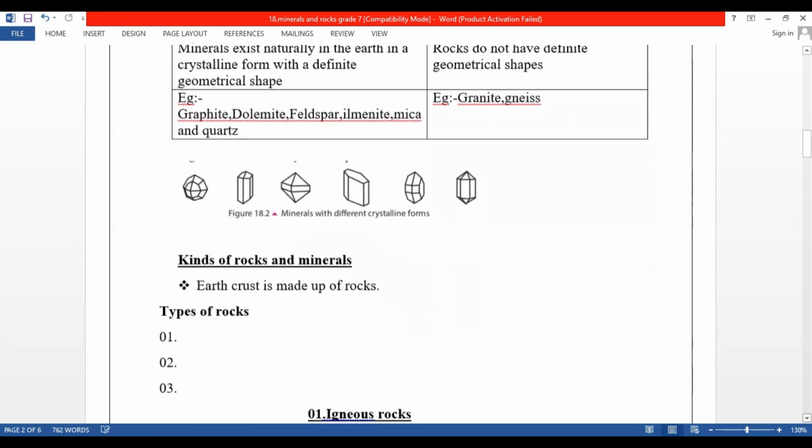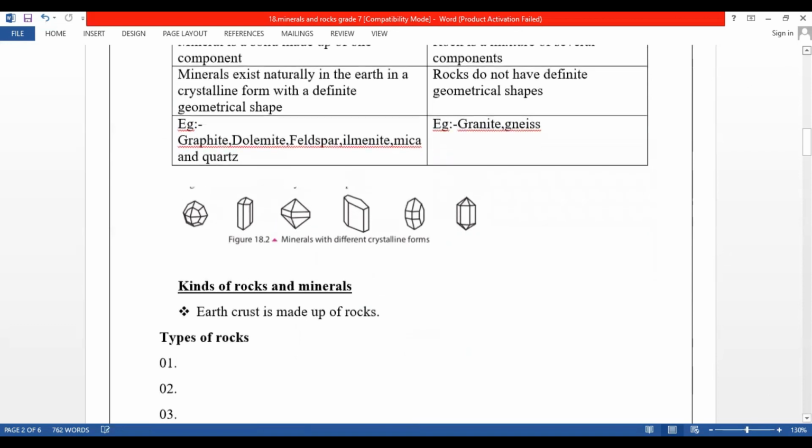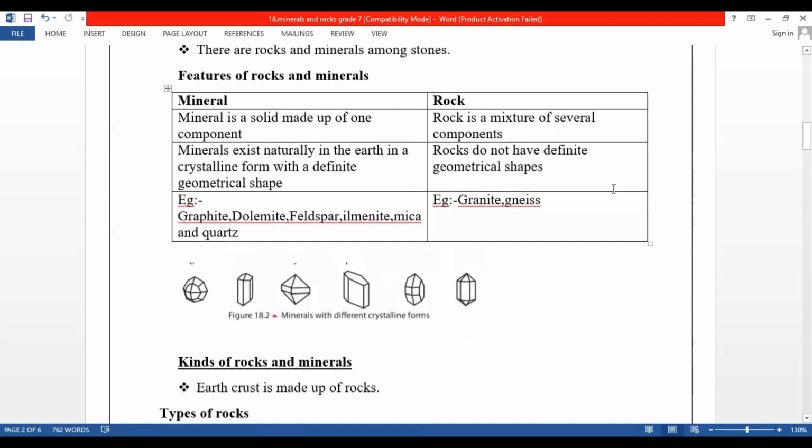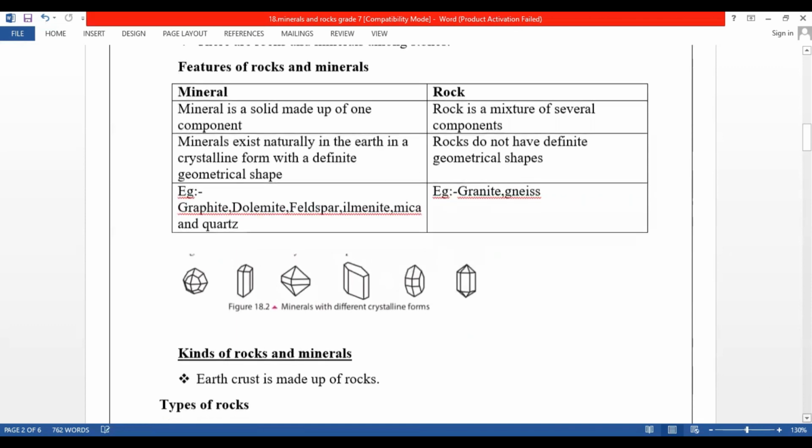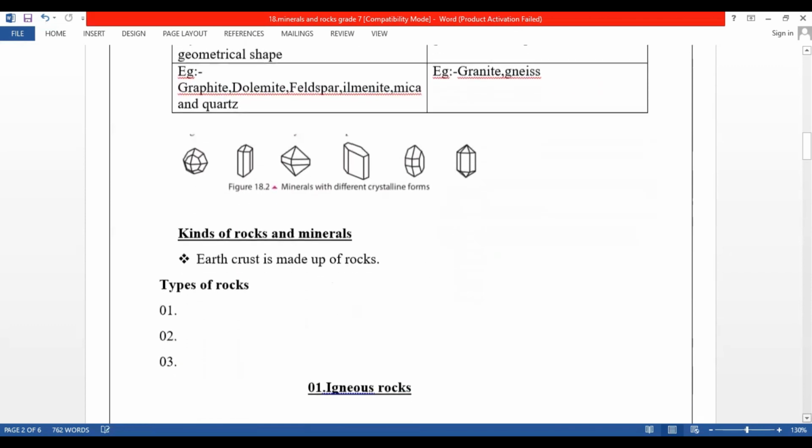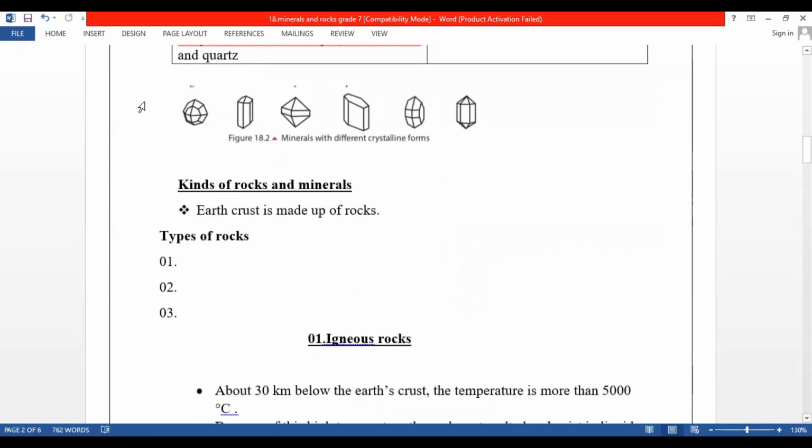Examples for the minerals: graphite, dolomite, feldspar, ilmenite, mica, and quartz. These are the types of minerals you should remember. Granite and gneiss are types of rocks. Here there are some pictures of the minerals. That means they have definite geometrical shapes.